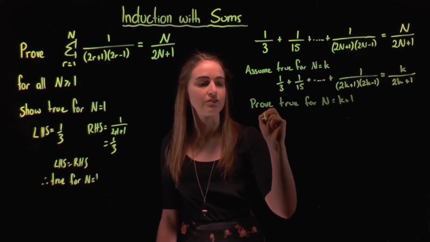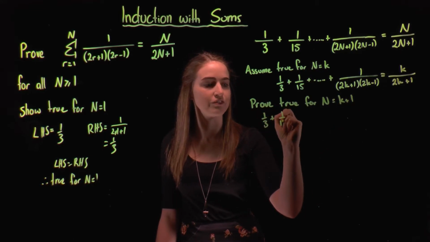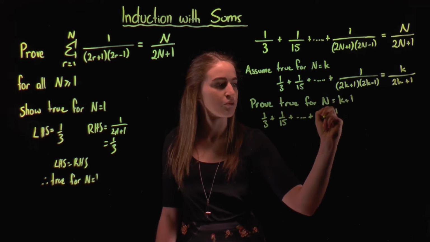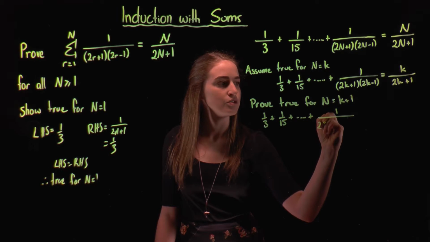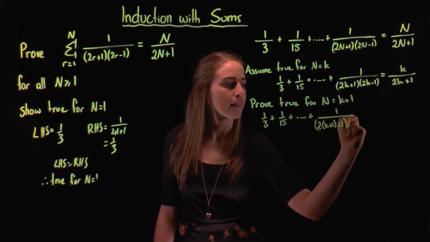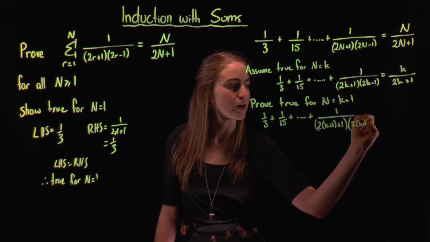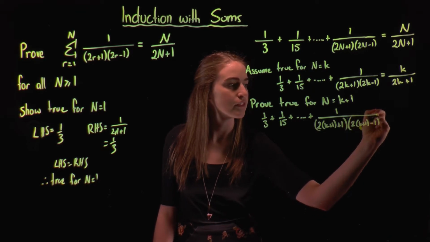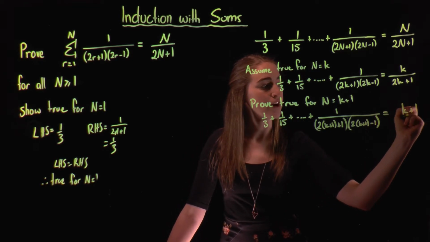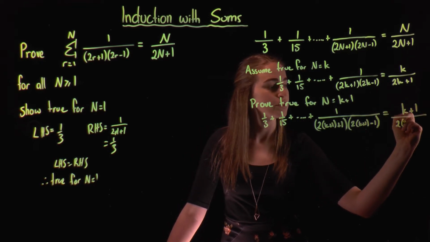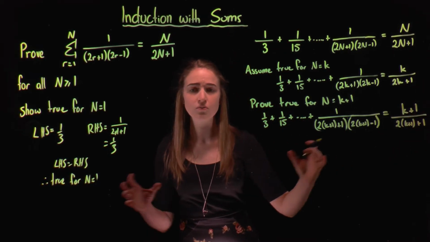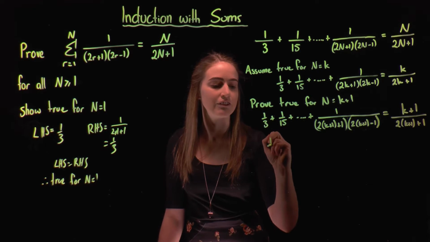So that means that we're going to have 1/3 plus 1 over 15 plus all the way up until I have 1 over (2(k plus 1) minus 1)(2(k plus 1) plus 1), and I want that to be equal to k plus 1 over 2(k plus 1) plus 1. Now I'm going to simplify that a little bit before I break it into right-hand side and left-hand side.